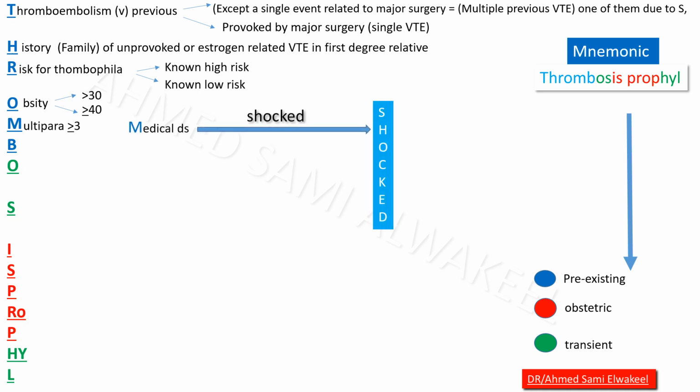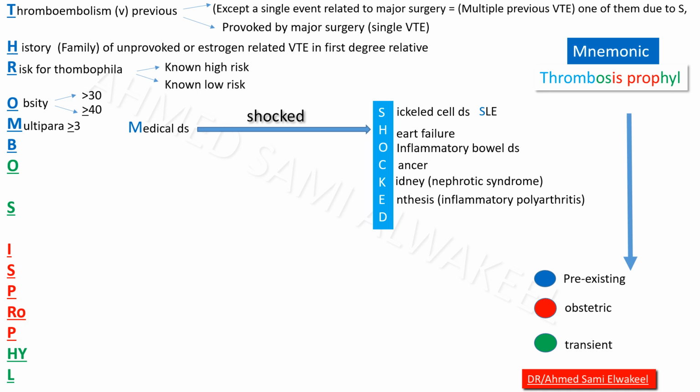And M for medical disorder in a mnemonic, shocked. S. Sickle cell disease or systemic lupus. H. Heart failure, and O for inflammatory bowel disease. O letter looks like a cut section in a bowel. C. Cancer. K. Kidney nephrotic syndrome, and E. Incisions, which refers to inflammatory polyarthritis, and D. Diabetes with nephropathy and IV drug user.